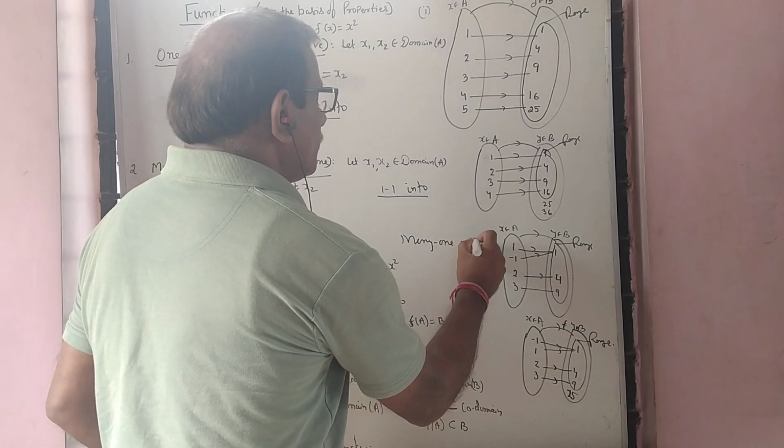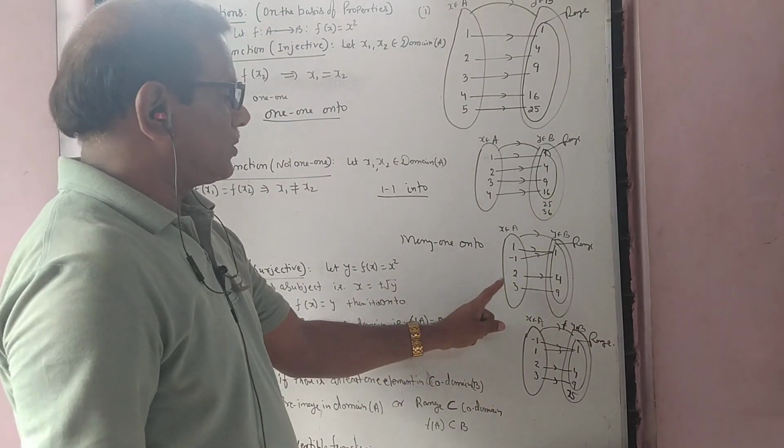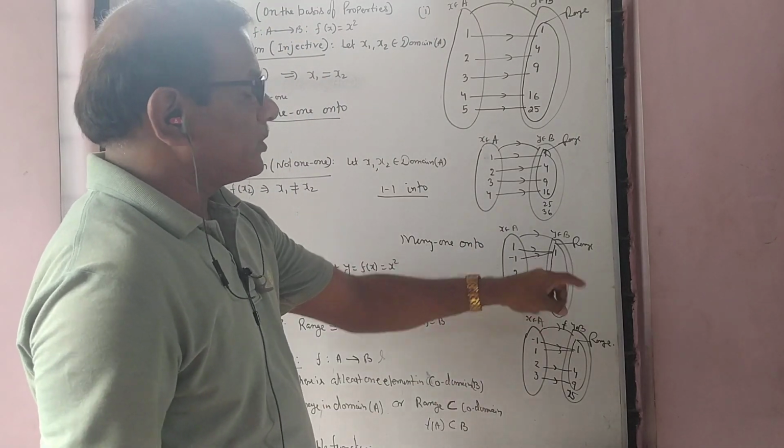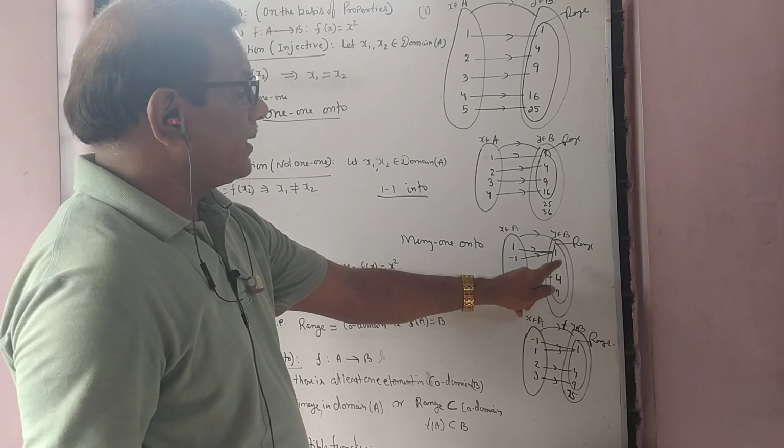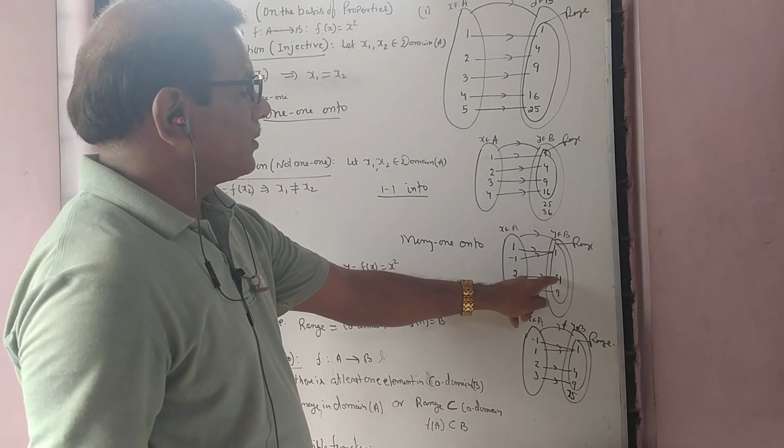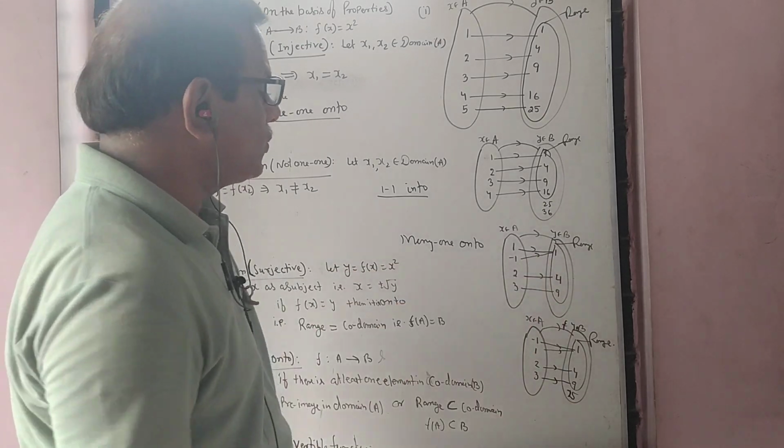That's why it is a many-one onto function. Onto, why? Because range and codomain are same. Range में क्या क्या है: 1, 4, 9, and codomain also contains 1, 4, 9. Both are equal. Range is equal to codomain.